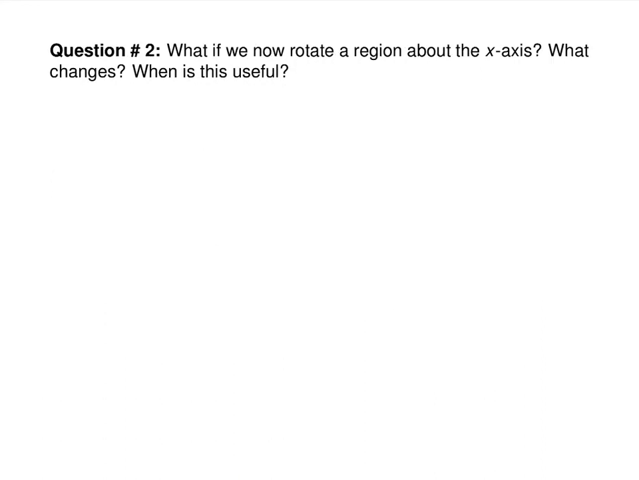Now, the first examples we did with the shell method, we rotated about the y-axis. Now, what if we rotate about the x-axis? What's going to change, and when do we want to do this? So suppose we have some region that does some kind of funky thing. So it's expressed as x equals f of y.